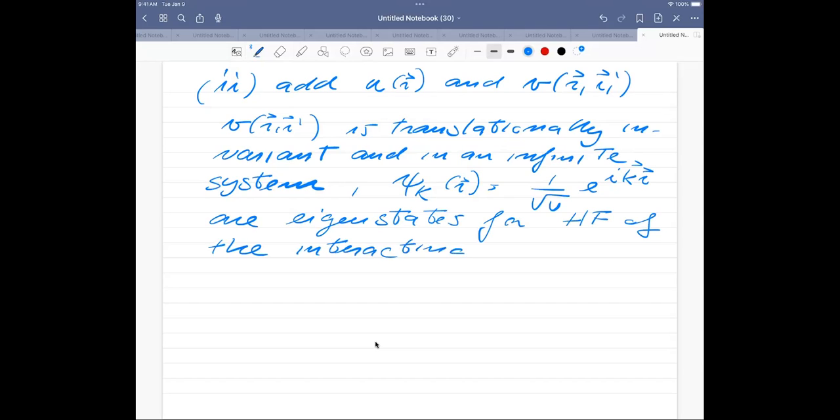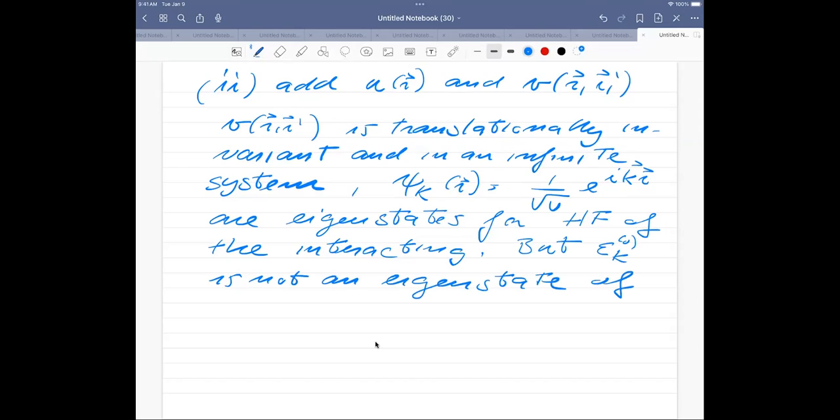So I'm just stating that you can find proofs in many-body texts on the electron gas, but I'm just going to use this result. But this epsilon k 0 as we called it is not an eigenstate, or an eigenvalue, that's better to call it that. It's not an eigenvalue of the Hartree-Fock problem, of the Hartree-Fock Hamiltonian.